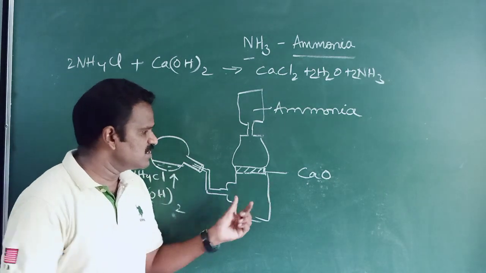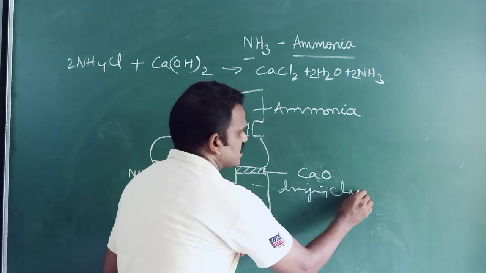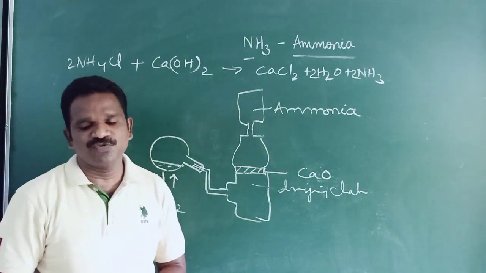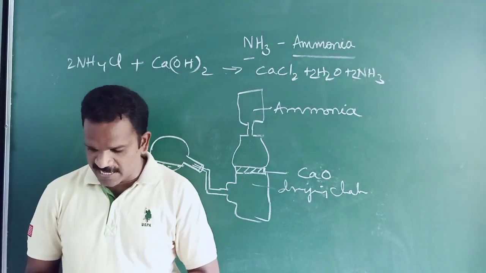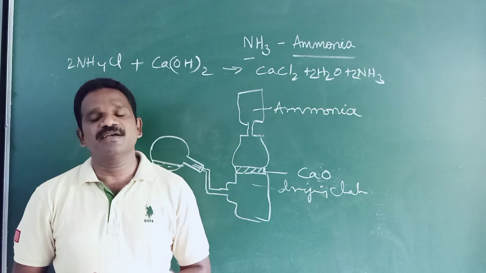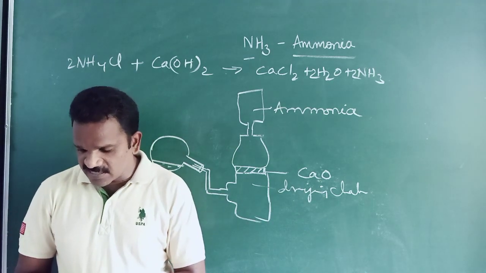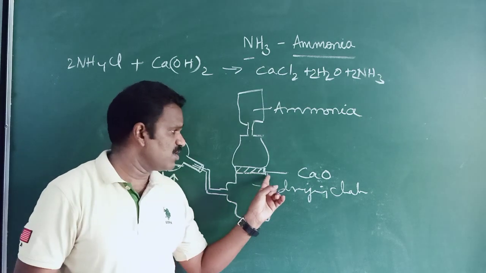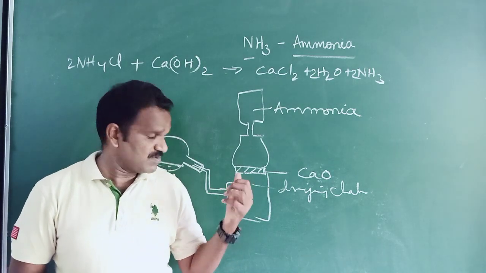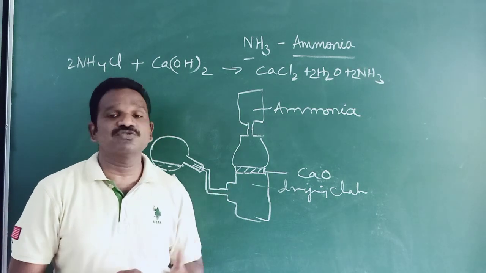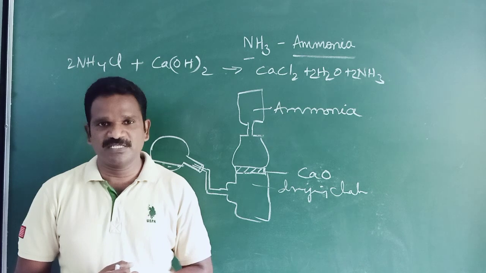This is called a drying chamber. The ammonia which we are getting, we have to dry it. So, drying of ammonia gas: the gas is passed through a drying tower containing lumps of calcium oxide. The produced ammonia is passed through the drying chamber in which calcium oxide is present.